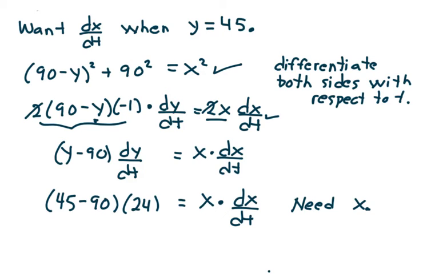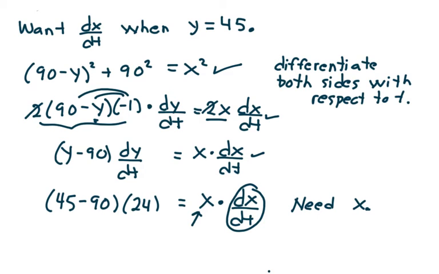Now, the 2's cancel. Okay? And then what we have is the following. We have x dx/dt on the right-hand side. On the left-hand side, I distribute the negative 1 in, and I get (y minus 90) dy/dt. So now, I'm going to plug in y equal 45. And so I get (45 minus 90) times 24 is equal to x times dx/dt. Now, I want you to notice that we are looking for dx/dt, okay? But we need x.